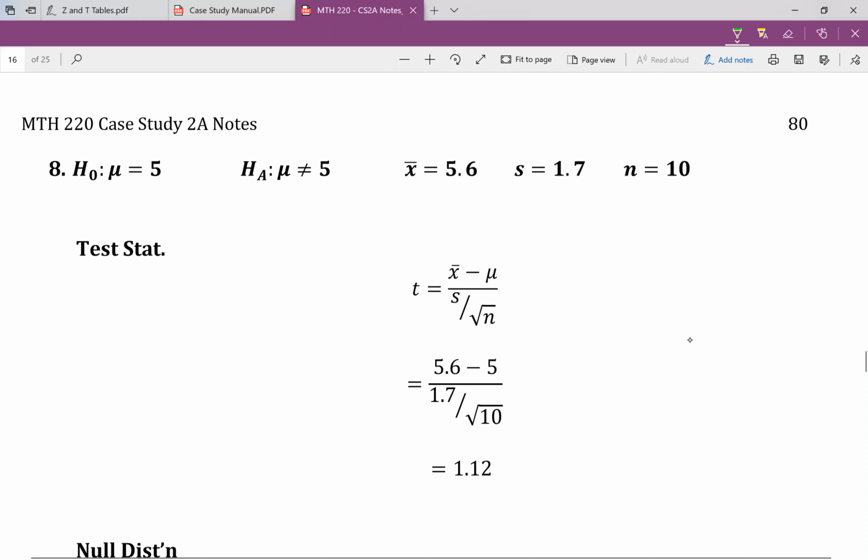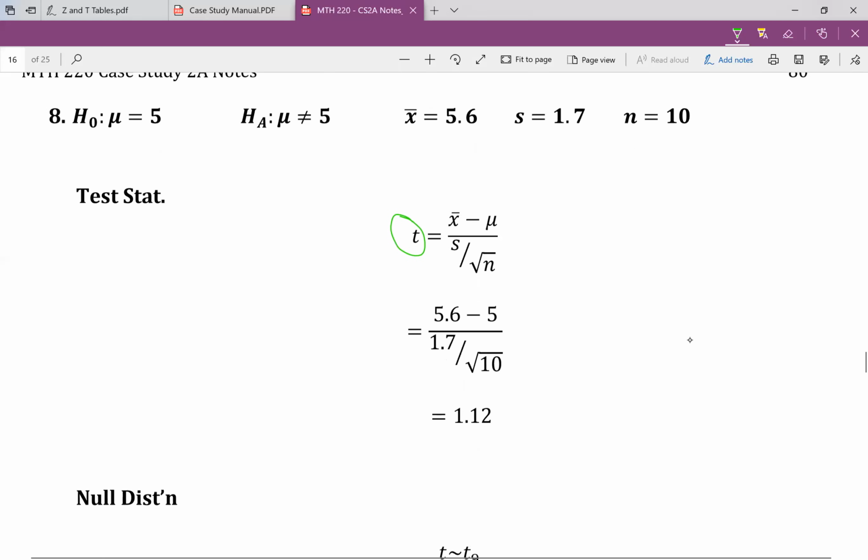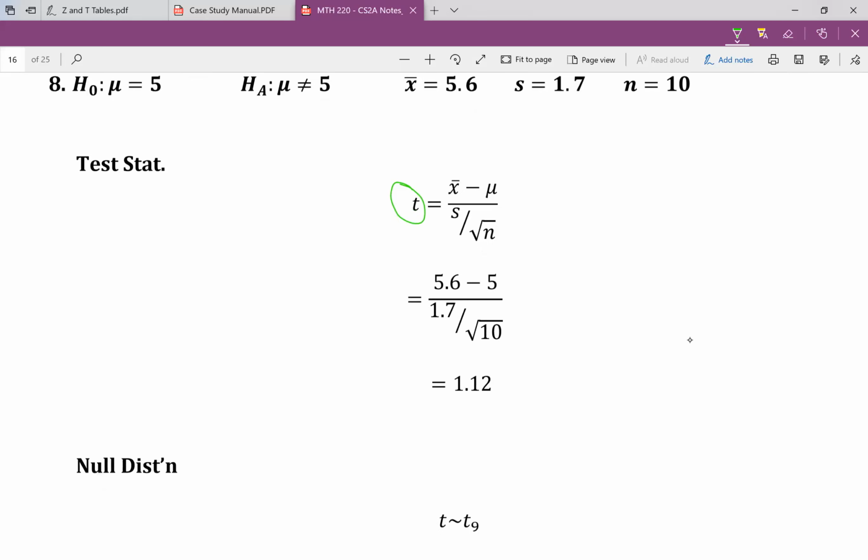The next thing we need to write is the null distribution. So this is going to be a t distribution because we're talking about t here. And it's going to depend on degrees of freedom. Degrees of freedom is n minus 1. So t follows a student's t distribution with 9 degrees of freedom.